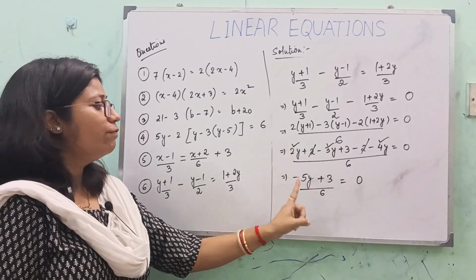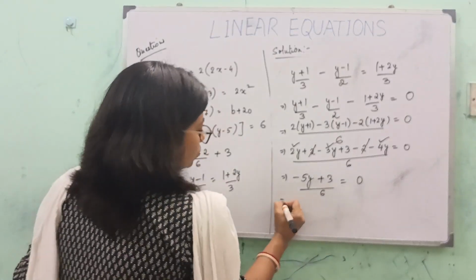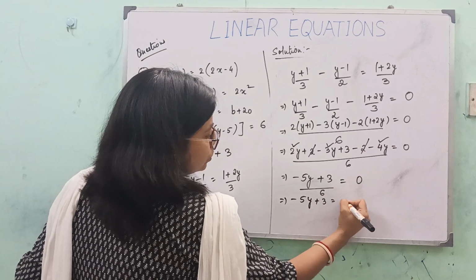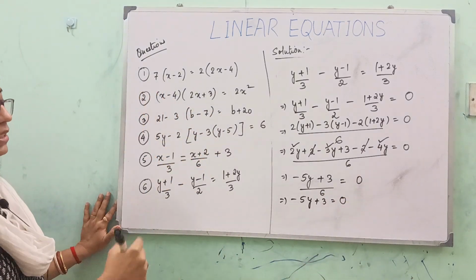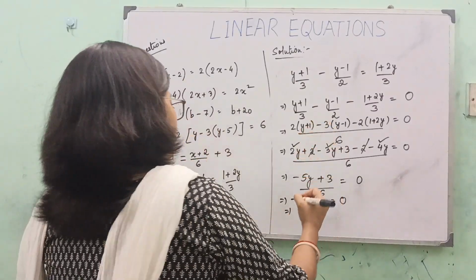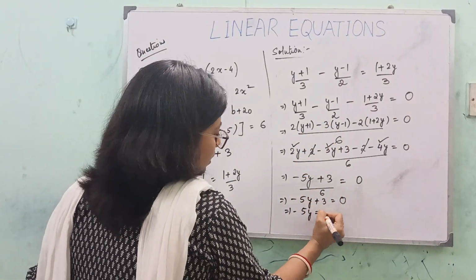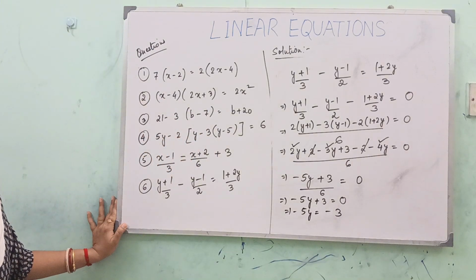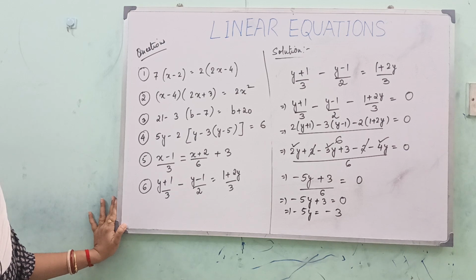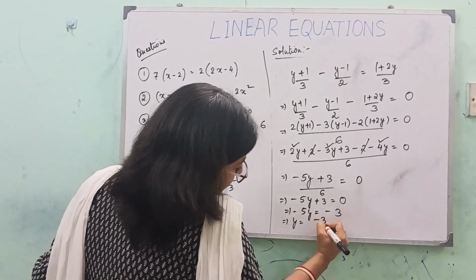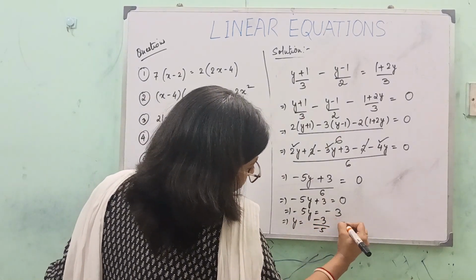So first what we will remove? We will remove the division. So minus 5y plus 3 equals 6 into 0, which is 0. 6 taken to the other side becomes 0. So now what we have over here? Minus 5y equals minus 3. So 3 has been shifted to the other side, or transposed. So minus 5y becomes minus 3. So now y will be equal to minus 3 by minus 5.